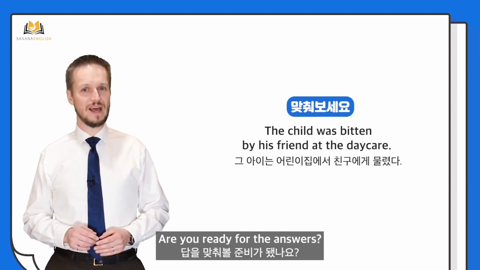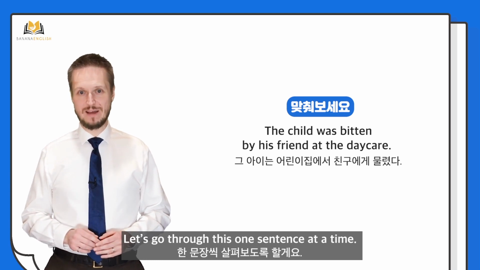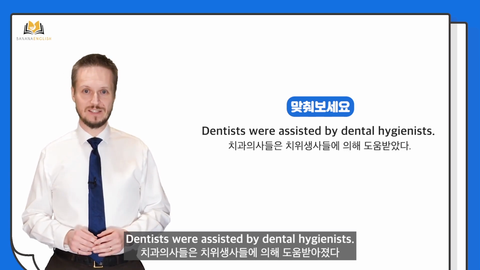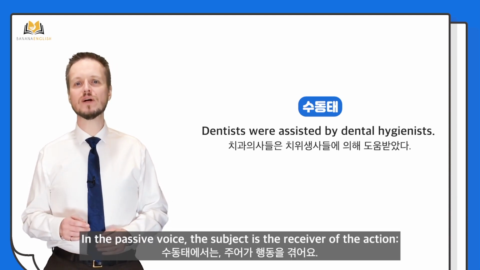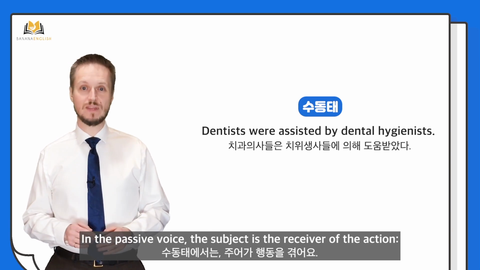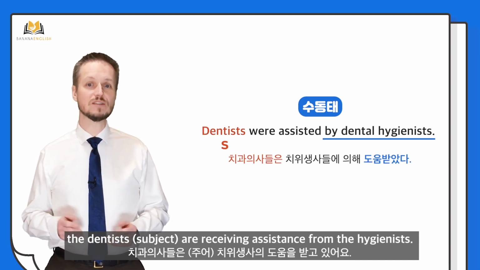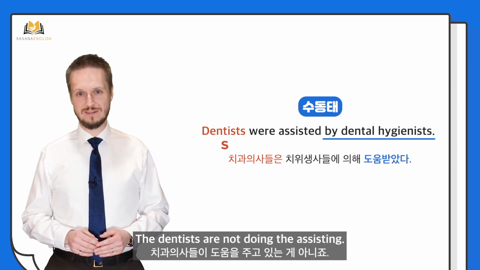Are you ready for the answers? Let's go through this one sentence at a time. Dentists were assisted by dental hygienists. This is a passive voice. In the passive voice, the subject is the receiver of the action. The dentists, subject, are receiving assistance from the hygienists. The dentists are not doing the assisting.